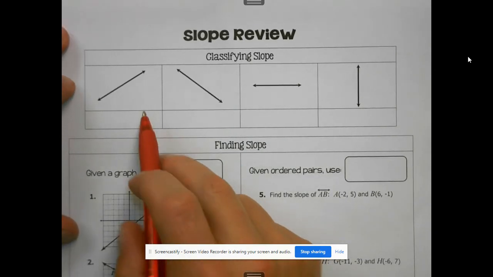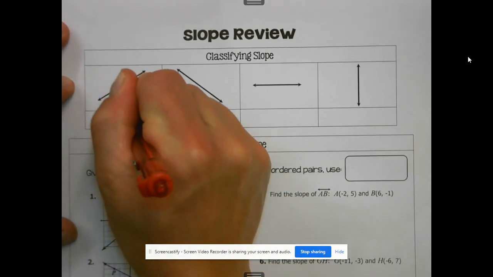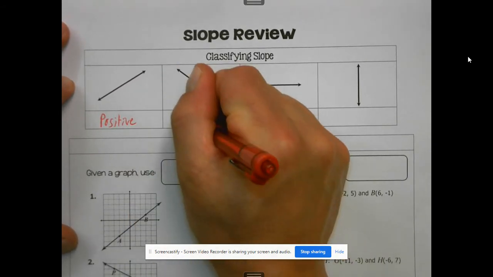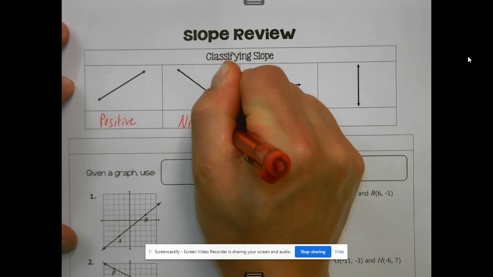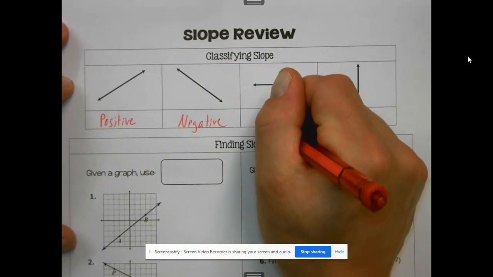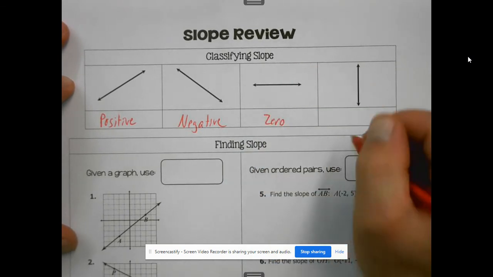Types of slope: if your line goes up to the right, we call that a positive slope. If your line goes down to the right, we call that a negative slope. If you have a flat line, we call that a zero slope or no slope. And if your line goes straight up and down, we call that undefined.